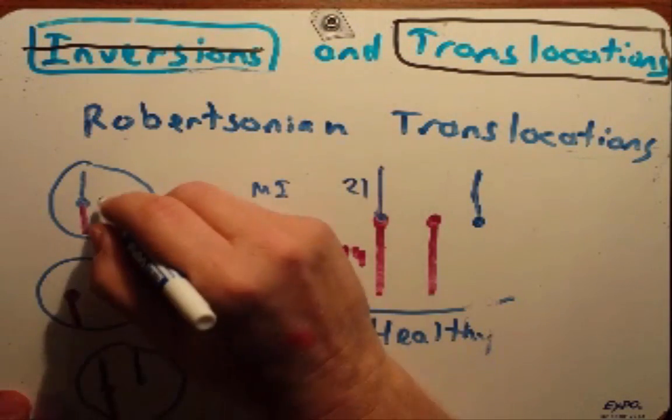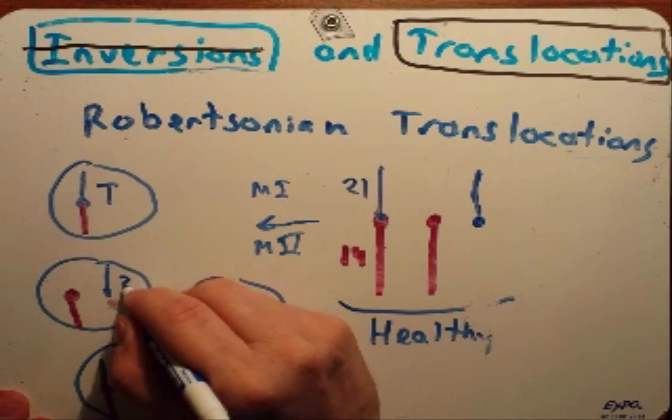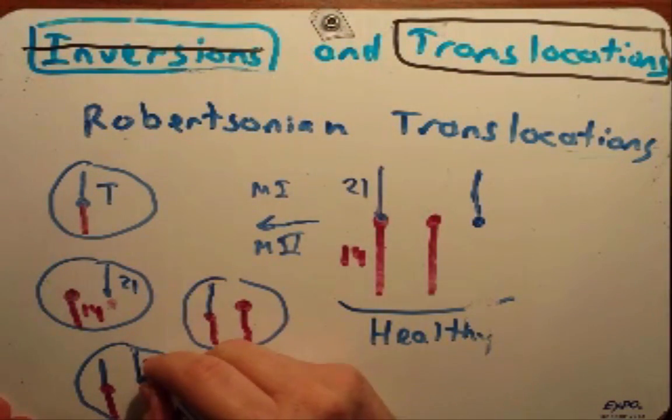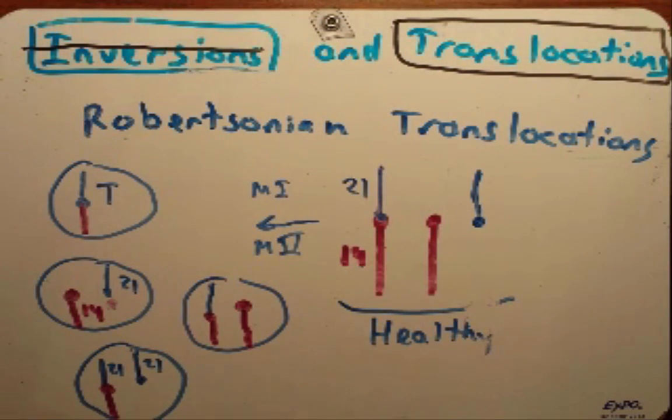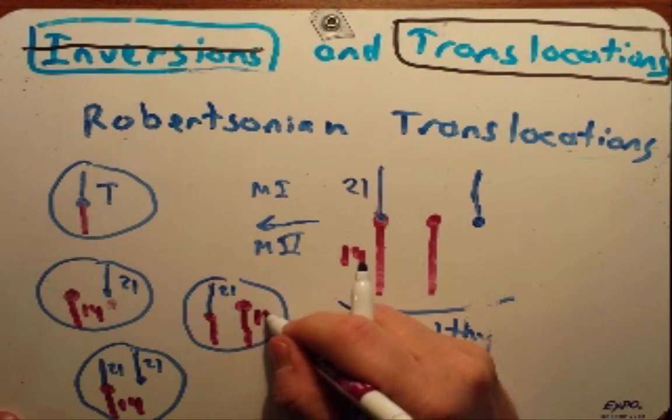Okay, so I'm going to put T here because that's the translocated one, and this one here has 21 and 14. This one has 21 and 21 and 14. This one has 21, 1 copy of 21, and 2 copies of 14.